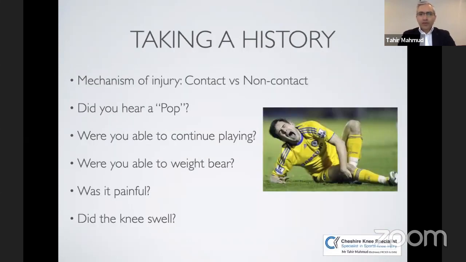The history is very important, just like it is in any part of medicine. I would say 90% of your diagnosis of an anterior cruciate ligament injury is from your history. The mechanism, again, you will ask, is it a contact or non-contact mechanism?